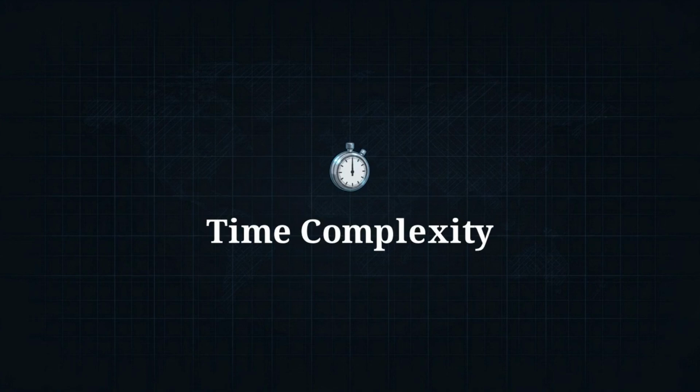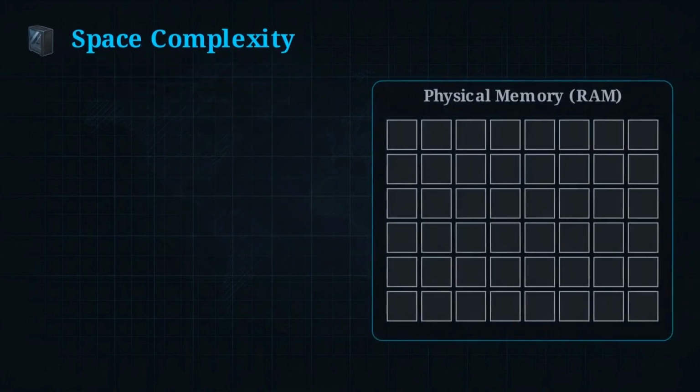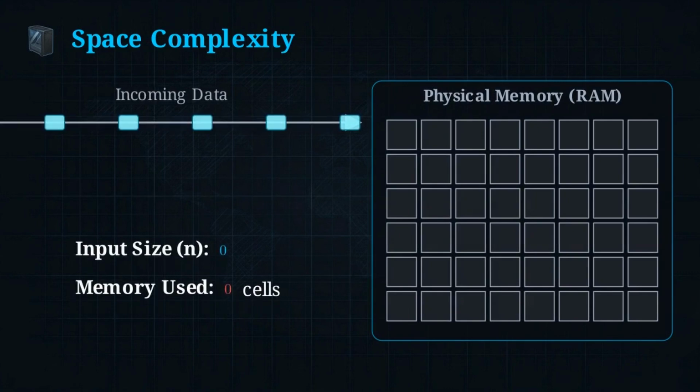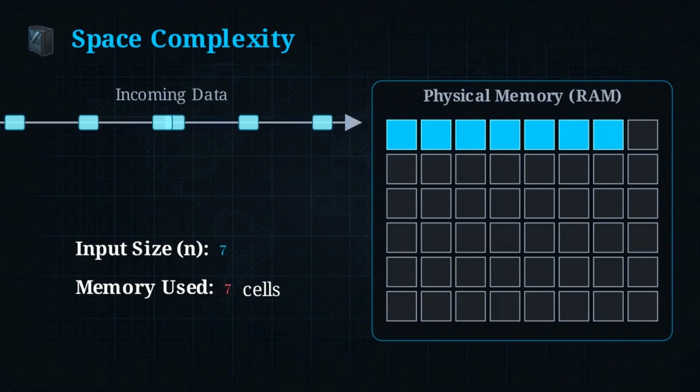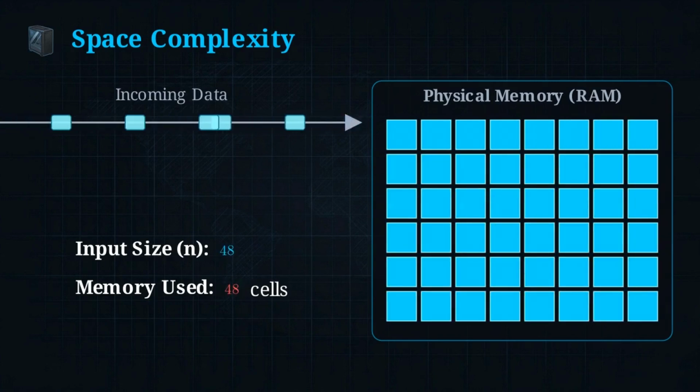But counting operations is only half the equation. We also have to calculate space complexity, which is the total physical memory required by the algorithm. As your input size grows, we measure exactly how many storage cells light up to hold the incoming data.